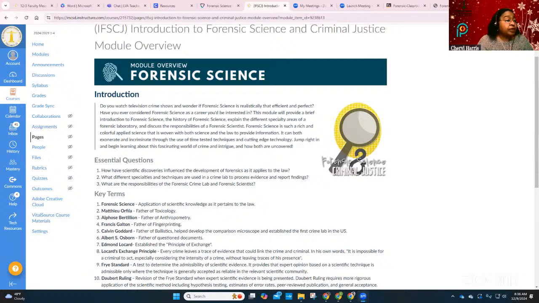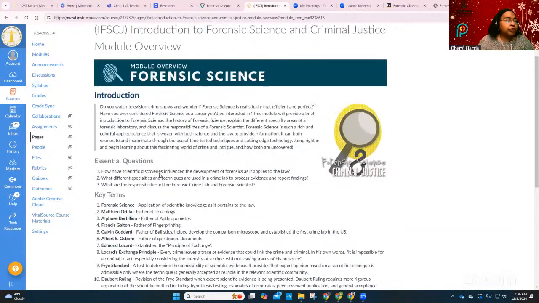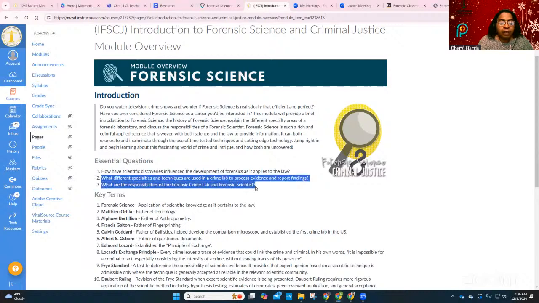All righty. So what I want you to look at when you're reviewing in Canvas, and I'm going to give you an abridged study guide to look at, not really a study guide, but I'm going to go over some things with you. Focus on, okay, what are the different specialties? Like, for example, the question off of this one that we're going to look at. I'm going to look at these two today. What are the different specialties and techniques used in crime lab process and evidence?